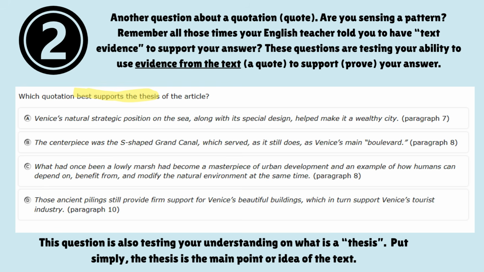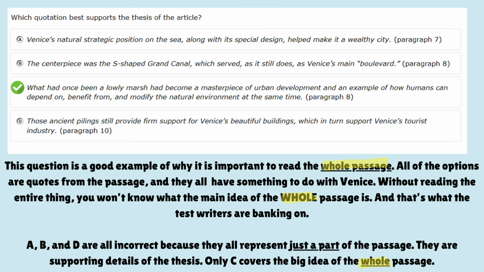If you want, take this time to pause the video, see if you can figure out the right answer, unpause, and then we'll go to the next slide. Which quotation best supports the thesis of the article? The correct answer is C. What had once been a lowly marsh had become a masterpiece of urban development and an example of how humans can depend on, benefit from, and modify the natural environment at the same time.